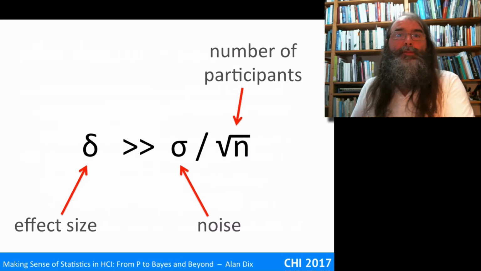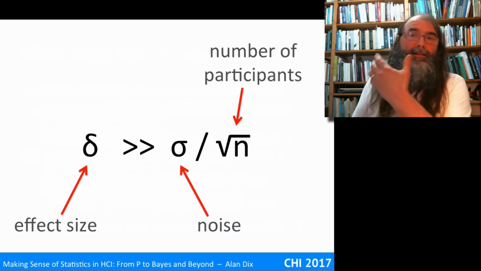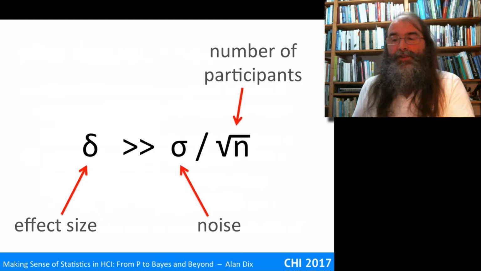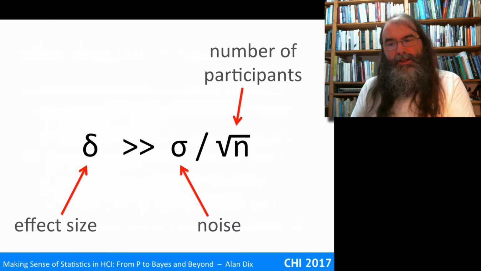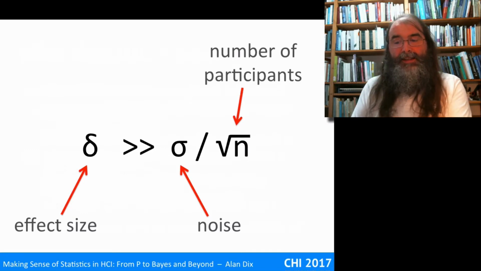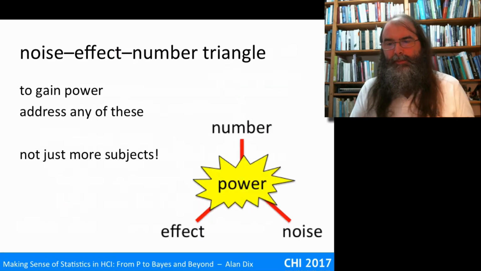For a normal distribution, and for a lot of distributions, that variability is the noise, the standard deviation, divided by the square root of the number of participants. So you can see there are three elements here: the effect size, the noise, and the number of participants.